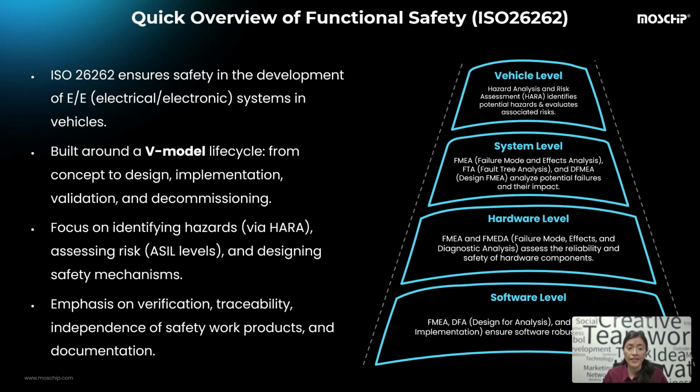Next is SL assignment. Based on the risk, we assign a safety level from QM up to SLD. The higher the grade, the tougher the process. After SL, we define safety goals and mechanisms, which decide exactly how the system must behave to stay safe. Then comes the implementation and validation, where we build the hardware and software, through every test and fault injection you can think of to prove the system works well under stress.